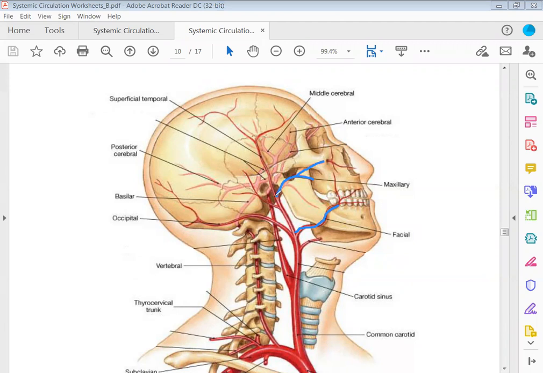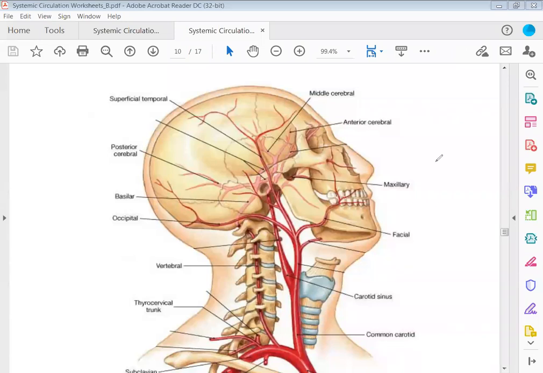Then going up again, you have, if you remember from our model, this one that goes through the temporal bone or sits on top of the temporal bone right here. That is your superficial temporal artery. I'm going to erase those, and we're going to keep going with some more.